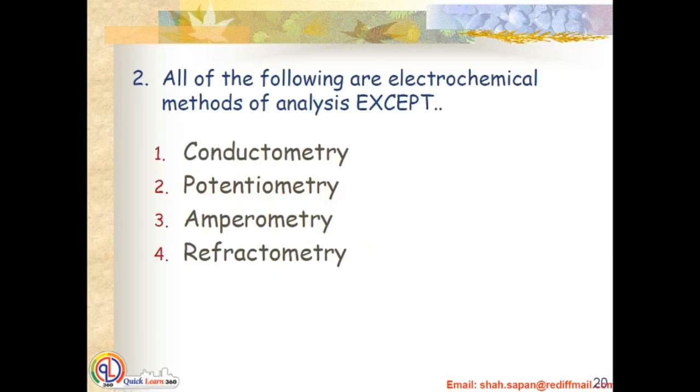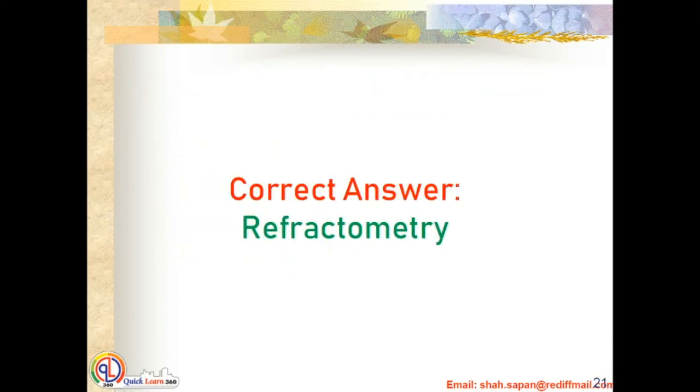So question number 2. All of the following are electrochemical methods of analysis except: first conductometry, second potentiometry, third amperometry and fourth refractometry. So in this case you have to select an option which is not an electrochemical method of analysis. So again pause the video as per your required time and then move ahead. The correct answer is refractometry, as it involves measurement of the refractive index, and it is called a qualitative analytical method, not a quantitative analytical method.